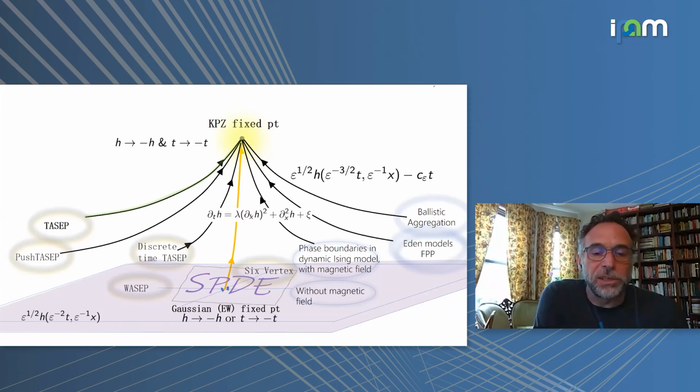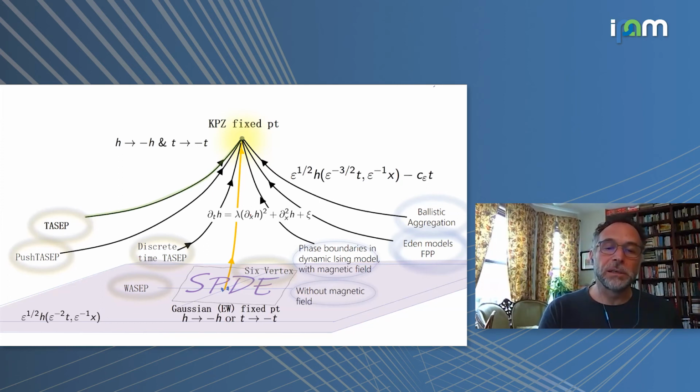The two fixed points have different invariances. The Gaussian fixed point is actually invariant under flipping the sign of the height function, because there's no preference for one phase versus the other. And it's also invariant under sending time backwards. The KPZ fixed point, on the other hand, has what's called skew reflection invariance, which is that if you change the height function to minus the height function, you have to also at the same time change t to minus t, and then you recover the same process.